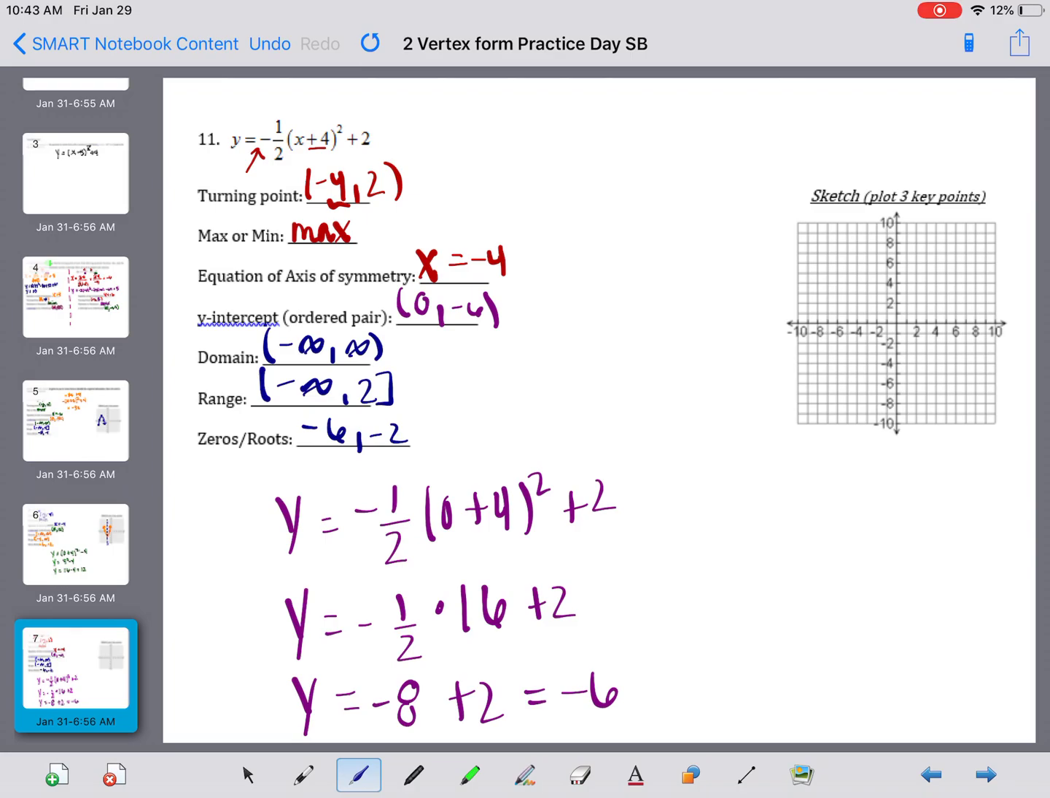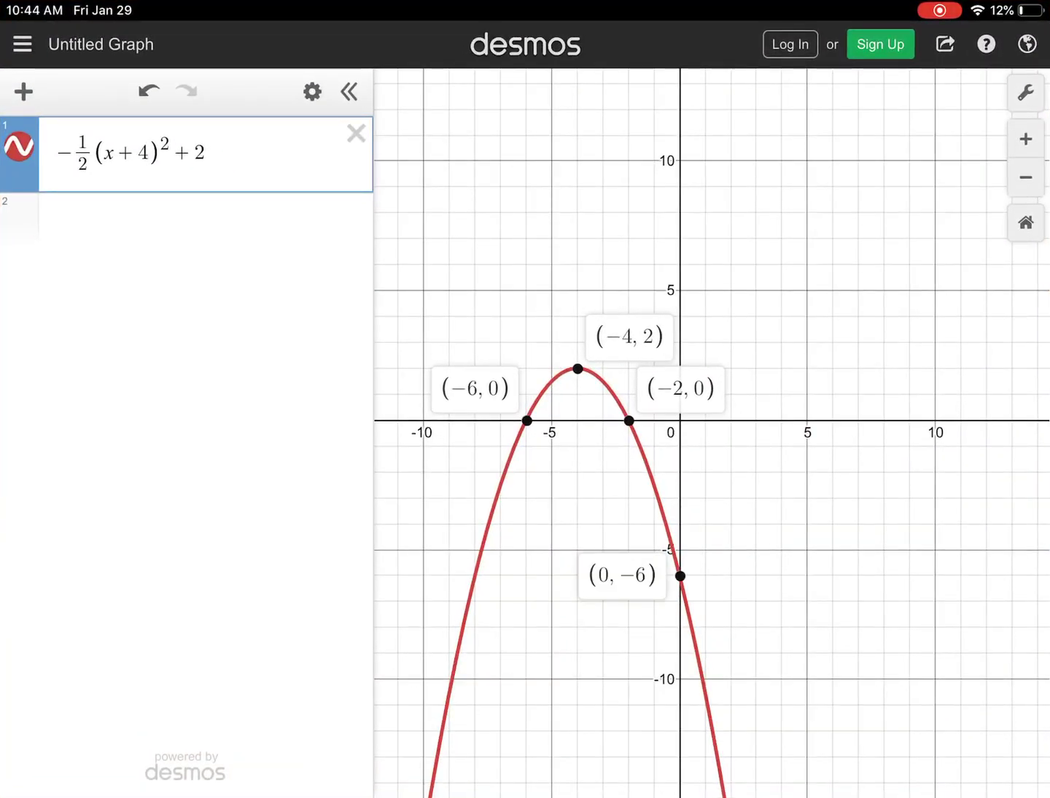When we graph it, again, it looks like this. We just plot our vertex and then our roots. And it looks like that when we graph it. You can also check your y-intercept. We said our y-intercept was 0, negative 6. And when I go to Desmos, our y-intercept is 0, negative 6.